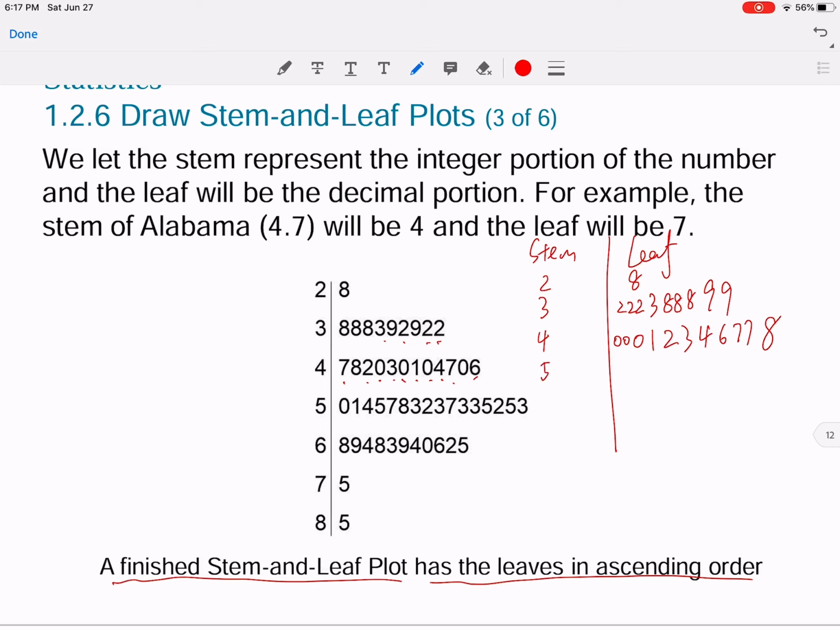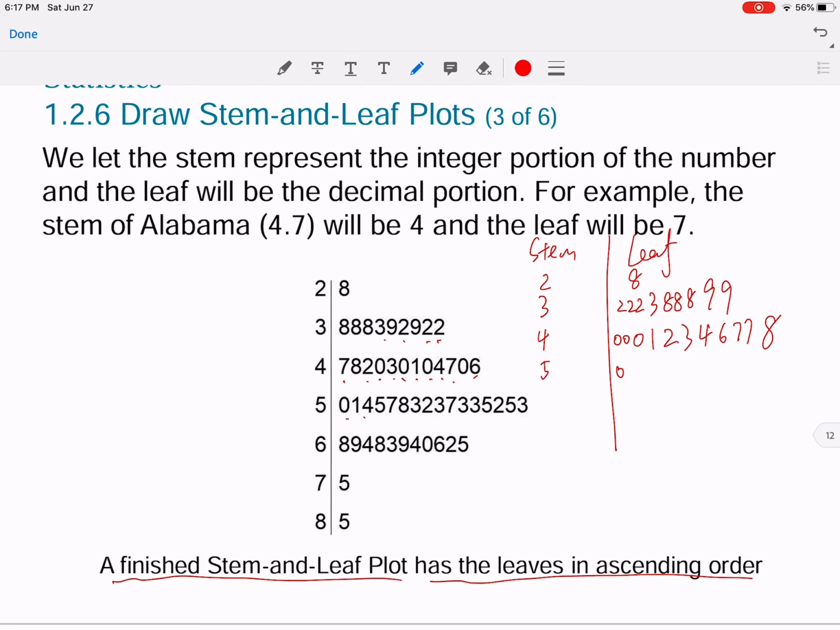For stem 5, 0, and then 1, and then we got 1, 2. We got two 2s, 2, 2. And then we got five 3s, 3, 3, 3, 3, 3. And we got a 4. We got three 5s, 5, 5, 5.